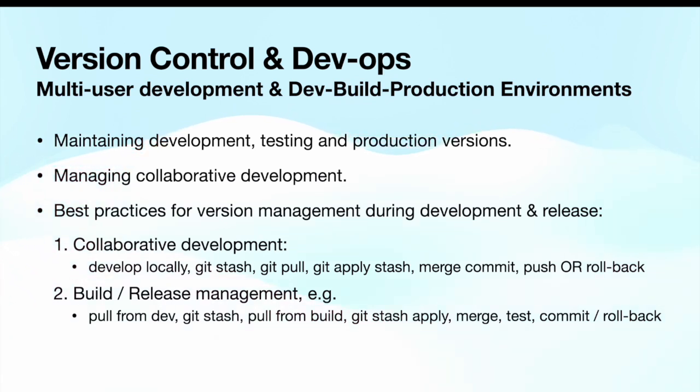For build and release, it's similar but focused on stability. You pull from dev into your local build environment. Stash your changes. Pull the latest build version. Then apply your stashed dev changes. Merge. Rigorously test. If all passes, commit and push. Or, critically, roll back if issues arise. This ensures that different environments stay synchronized and stable. It's all about confidence in your releases.